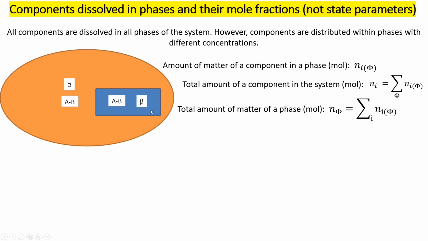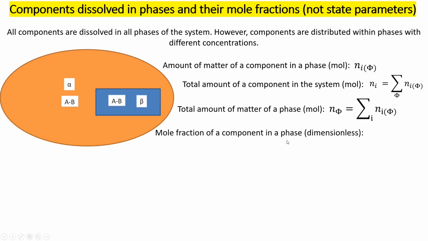For example, consider phase beta. Let me add the amount of matter of component A in phase beta plus the amount of matter of component B in phase beta. Obviously, I will get the total amount of matter of phase beta.